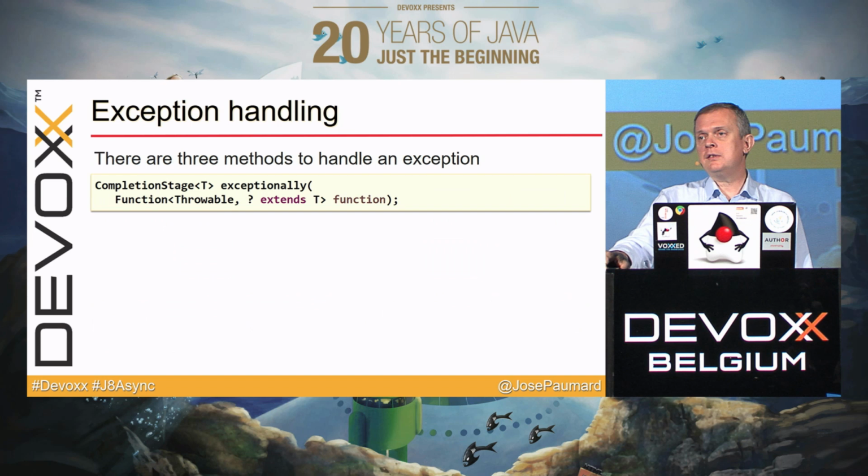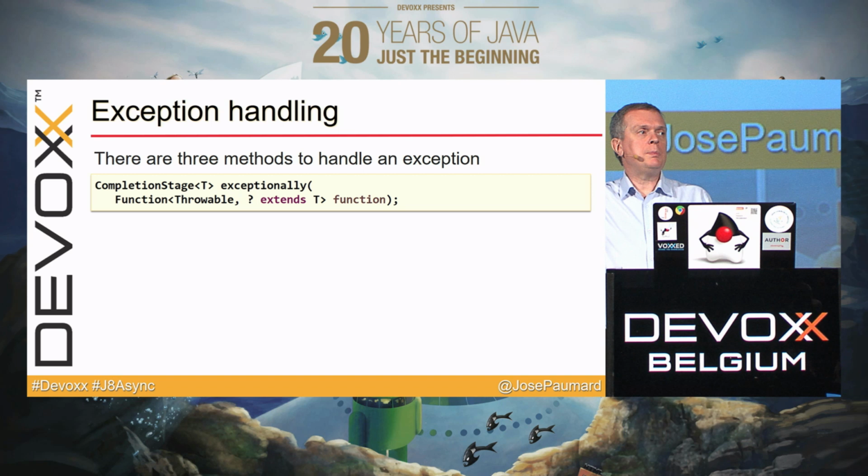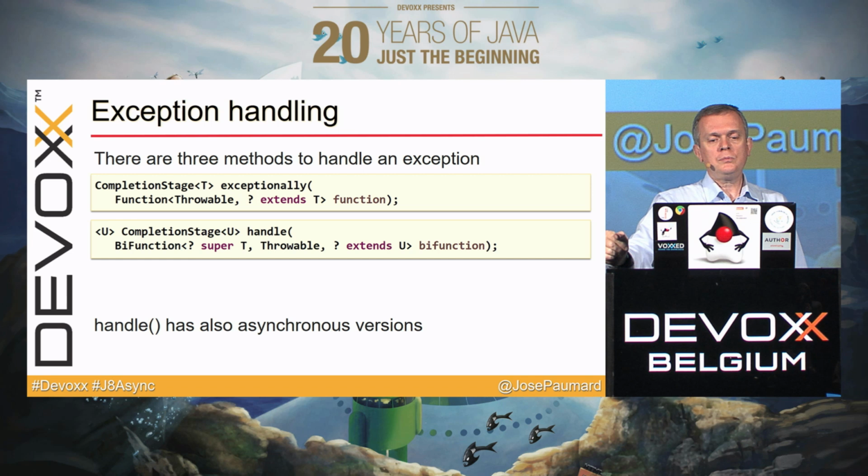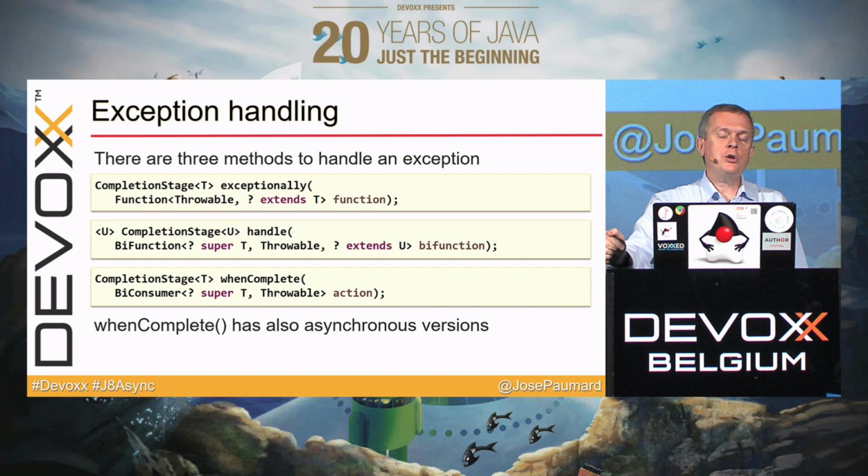How can it be done? Exceptionally takes a function, in fact, and this function takes a Throwable, the exception, and returns a T, which will be transmitted to the downside completion stage. So it's something that can just catch the exception in an asynchronous way. I've got other methods for that. handle, which can take an executor and which has an async version. And whenComplete, the method I used in the CDI example, which also has an async version and a version that takes an executor. So that's 7 more methods in the CompletableFuture class, leading to some kind of 40 and so on.